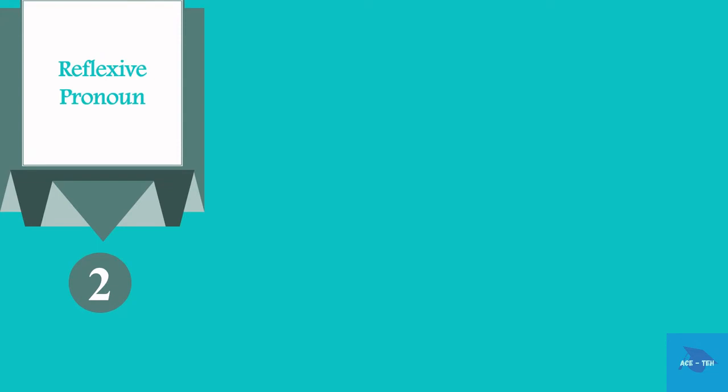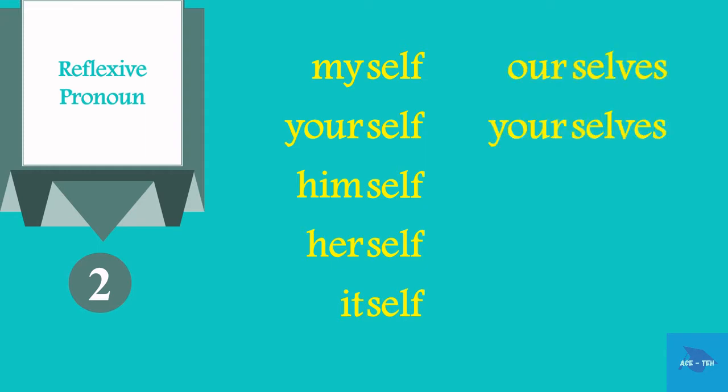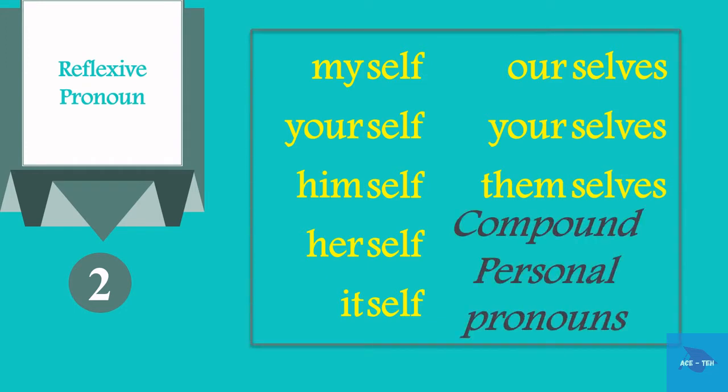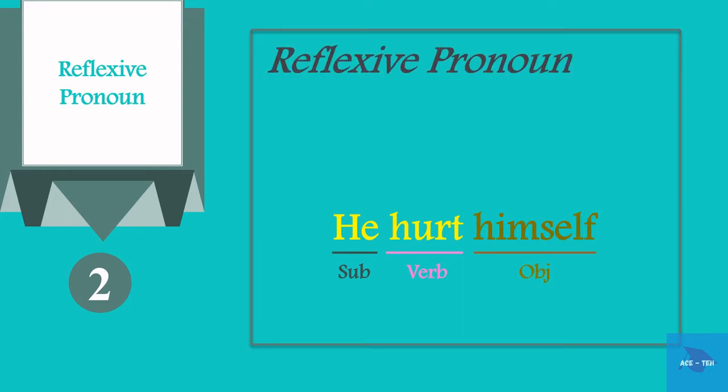The second kind of pronoun is reflexive pronouns. Pronouns formed by adding self to my, you, him, her, it, and selves to our, your, and them are called compound personal pronouns. When compound personal pronouns are used as objects, they are known as reflexive pronouns. A reflexive pronoun reflects back upon a sentence's subject.